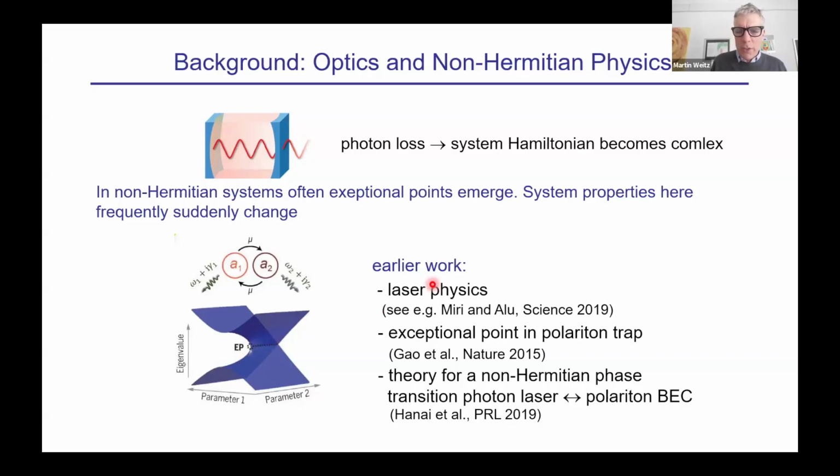There has been earlier work in the field of laser physics in polariton traps. Exceptional points have been realized, and there's been a theory for a phase transition between a photon laser and a polariton BEC that has a non-Hermitian character by Peter Littlewood and colleagues. And the question that I'm asking here is whether we can have such exceptional points in a photon BEC.